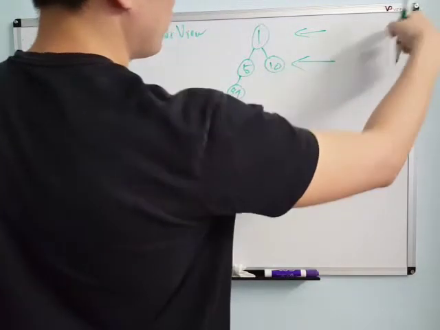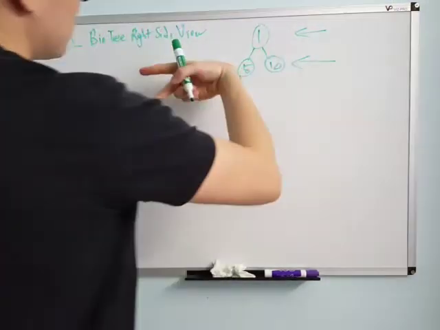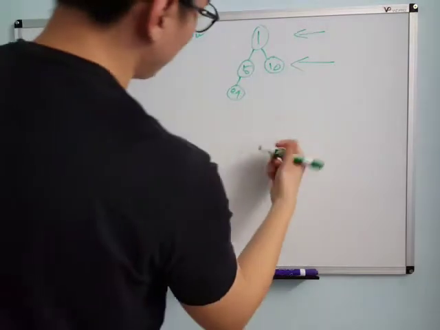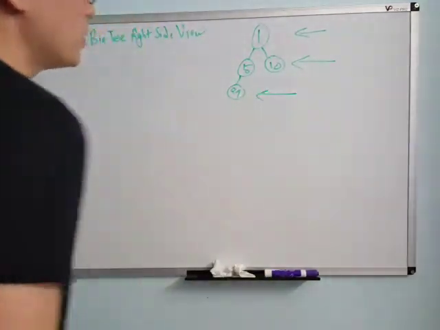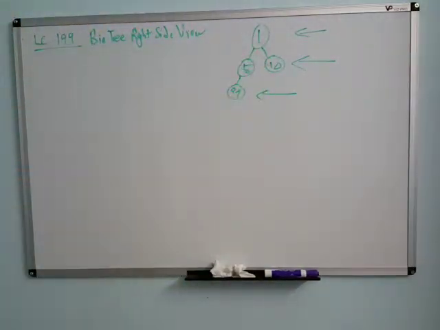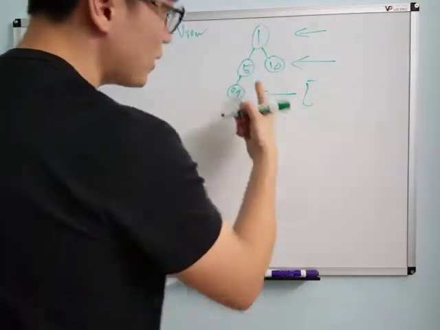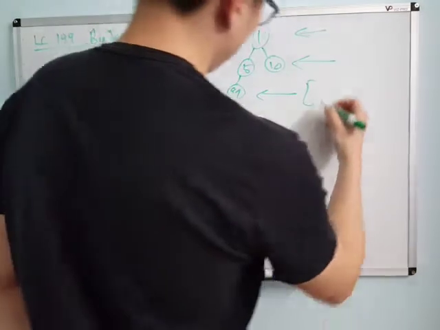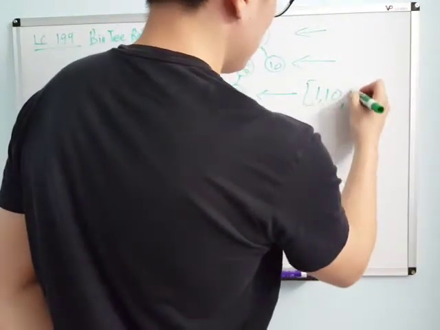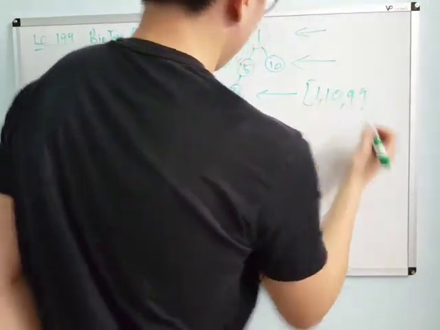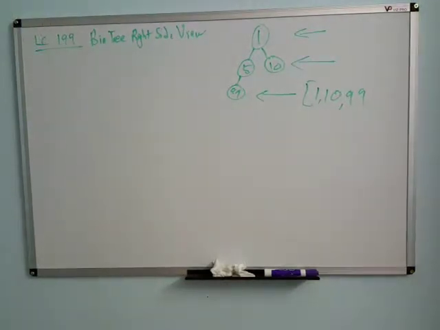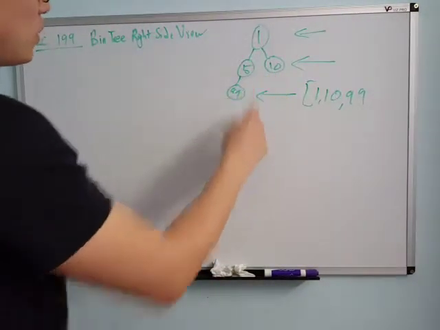So let's say you're from this right side and you're looking at this binary tree. You wouldn't see the 5, right? You would see all the elements to the right side of the binary tree. So what we'd return is an array that represents the values of the right side. So it'd be 1, 10, and then 99. Right? Because you would see this one, and this one.